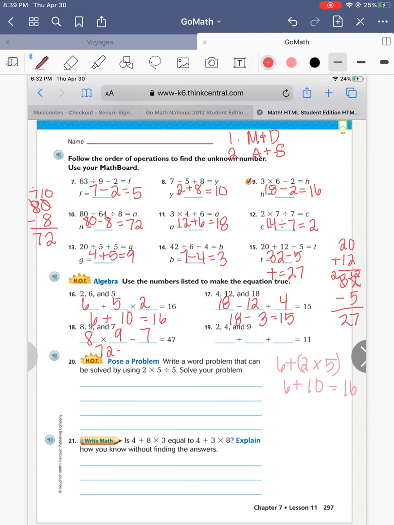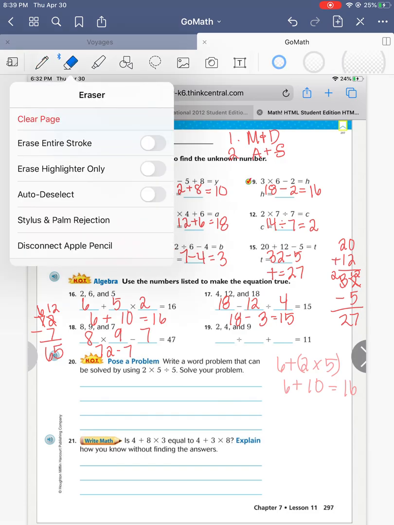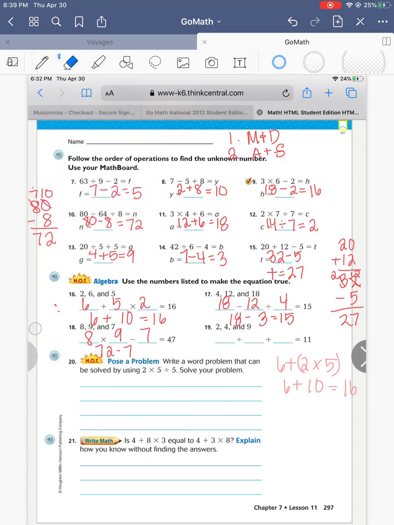So 8 times 9 is 72 minus 7. So 72 minus 7, that's going to be 6. This is going to be 12. 12 minus 7 is 5. 6 minus 0 is 6. So 65. So that is not the right one.